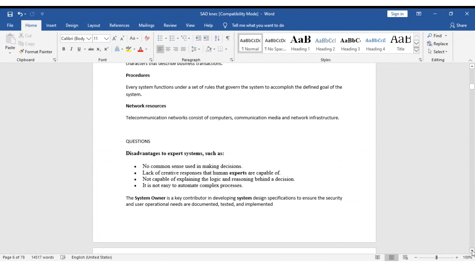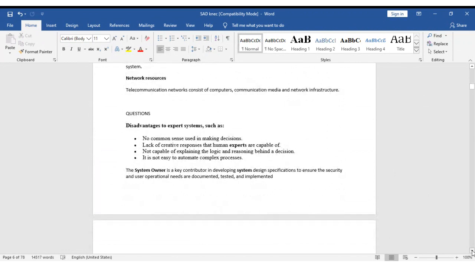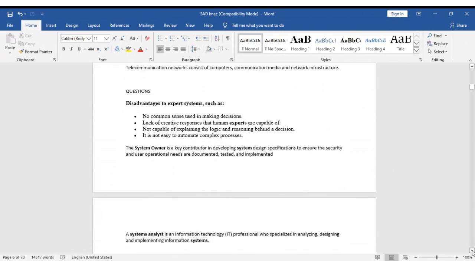Below there, we have some disadvantages of expert system. Then we have system owners.